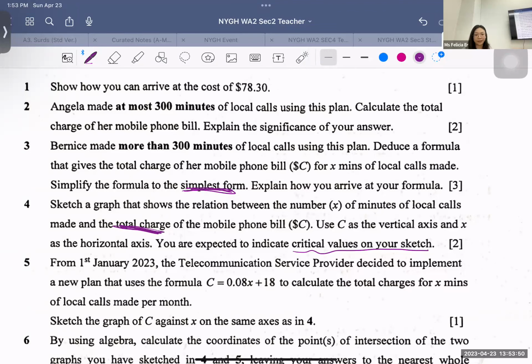This question is very kind. They tell you explicitly, you are expected to indicate your critical values on your sketch. But even if the question doesn't say this, you have to include it, for your WA, for your schoolwork, everything. What are your critical values? Your critical values are your X and Y intercepts and your turning points if there is a turning point. There will always be a Y-intercept. There might not be an X-intercept, there might not be a turning point, but if they are present, you have to indicate them. These are some of the key things you should be expecting to do for any graph sketching, any graph drawing.